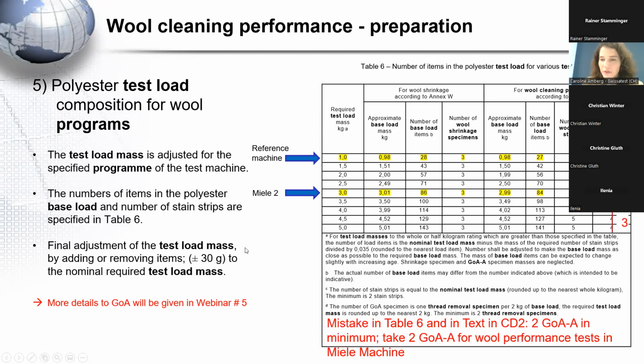Important in this table that there is a mistake in it. So CD2 is not perfect, so we are working on it. But so the text and the table is not really consistent. So for the one doing wool performance tests in the round robin, be aware that the number of thread removal specimen is not correct here. So for the Miele machine, the test machine, you will only have to apply 2 thread removal specimens.